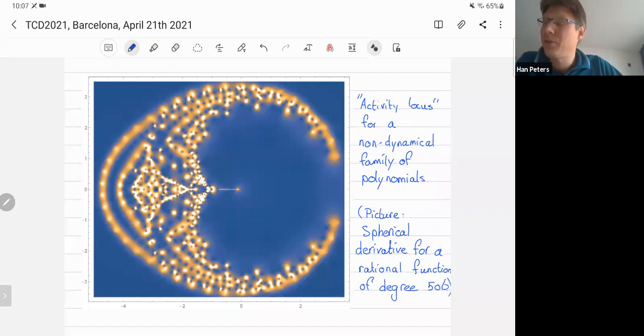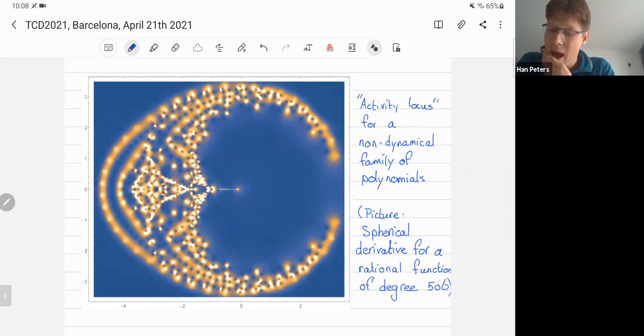This rational function was computed by a PhD student in my department who's doing a PhD in numerical analysis, and he has access to a supercomputer. And on the supercomputer, we could generate this rational function. So this rational function is not dynamical.